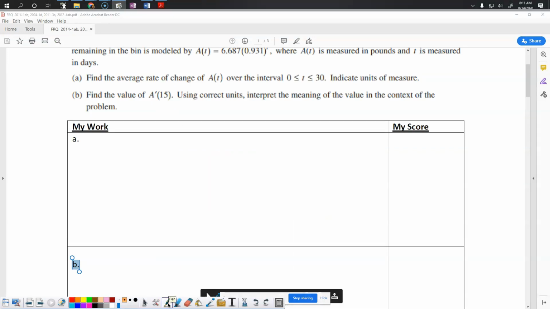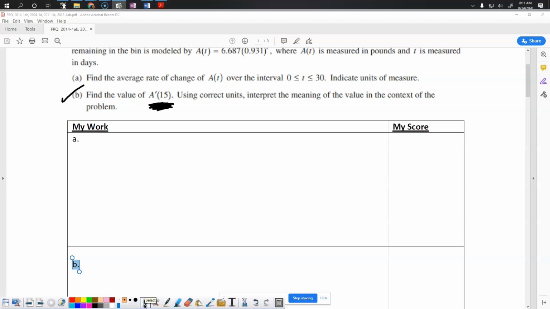Okay. If you want, you don't have to watch the rest of this. You can try the rest on your own. But I'm also going to do part B this time, just because I want you guys to see how to do this on a calculator if you haven't already learned it. Okay. So this one says find the value of A prime of 15, and using the correct units, interpret the meaning of the value in the context of the problem.